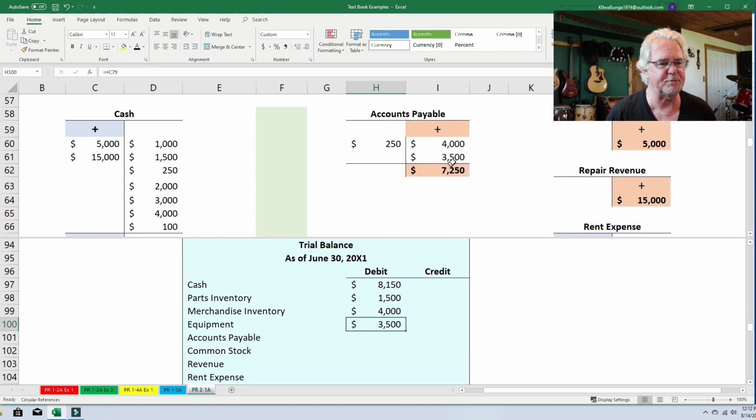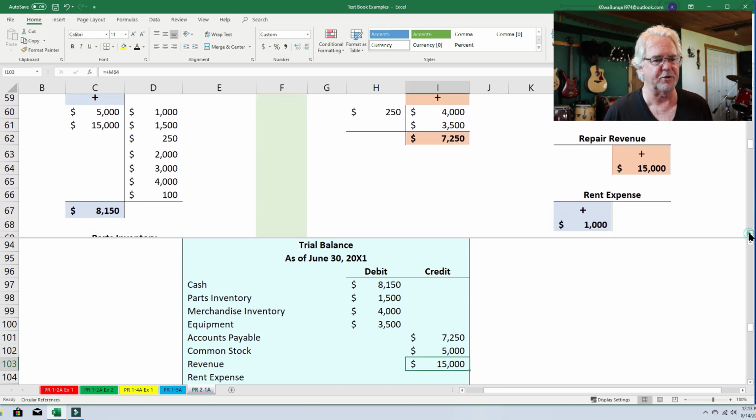Accounts payable. Now accounts payable is on the right, so put accounts payable on the right. It's the exact same number. Don't get your digits switched around or something. Common stock, 5,000. All you do is write it down, folks. Revenue is 15,000. There you go.